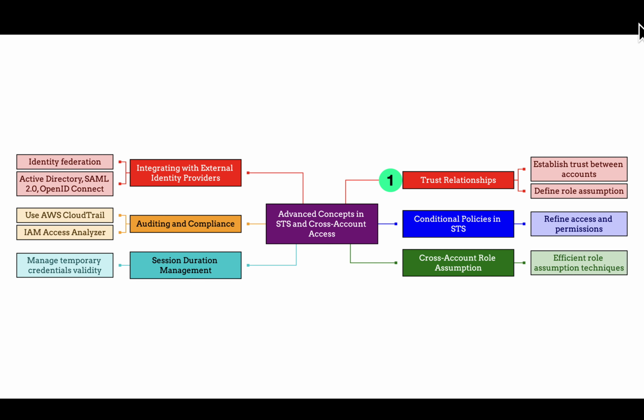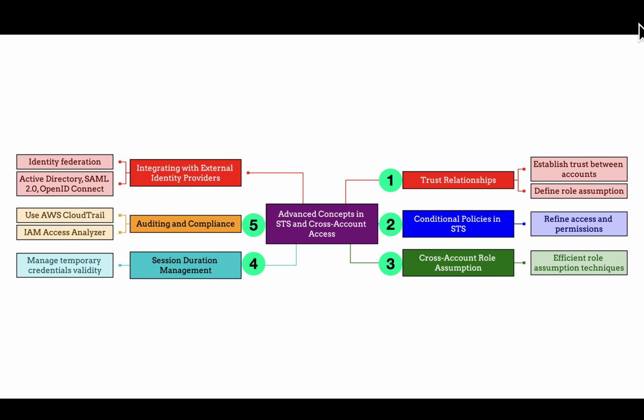1. Trust relationships: establish trust between accounts by defining which accounts can assume roles. 2. Conditional policies in STS: use conditions in STS policies to further refine access and permissions. 3. Cross-account role assumption: techniques for efficiently assuming roles across different AWS accounts. 4. Session duration management: managing the duration for which the temporary credentials remain valid.